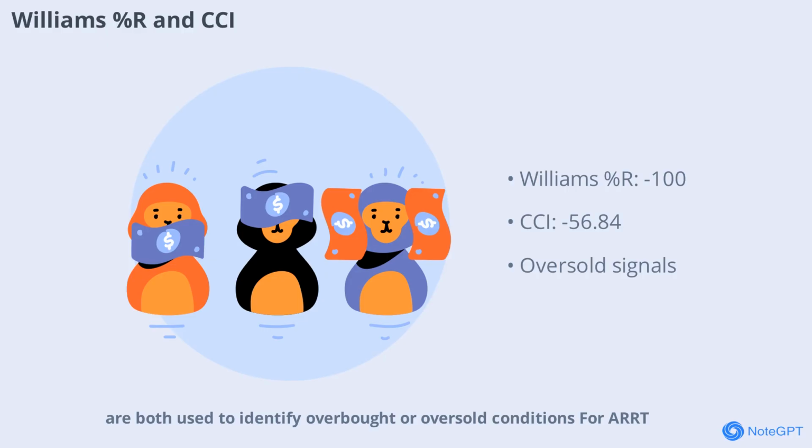Williams %R and the Commodity Channel Index (CCI) are both used to identify overbought or oversold conditions. For ARRT, Williams %R is at minus 100, the lowest possible value, indicating extreme oversold conditions. The CCI is at minus 56.84, also pointing to weakness. While these indicators suggest the stock is oversold without a reversal pattern, it's risky to assume a bounce is imminent.